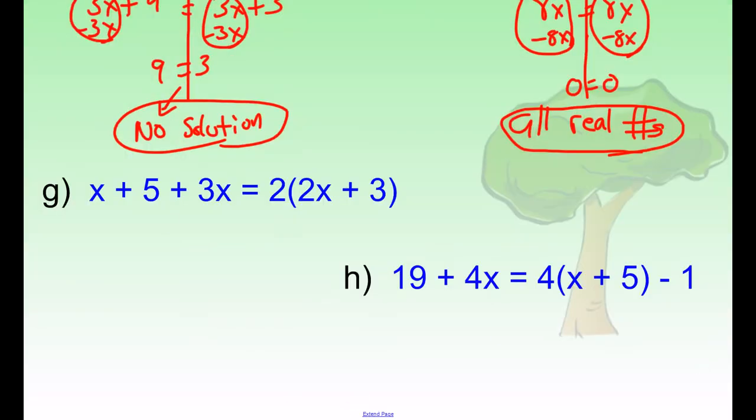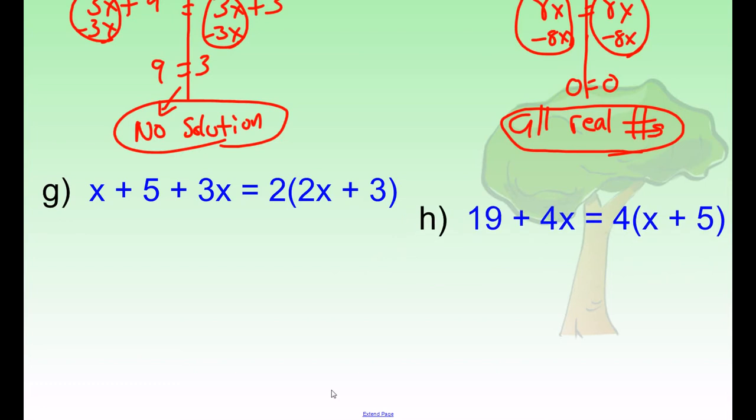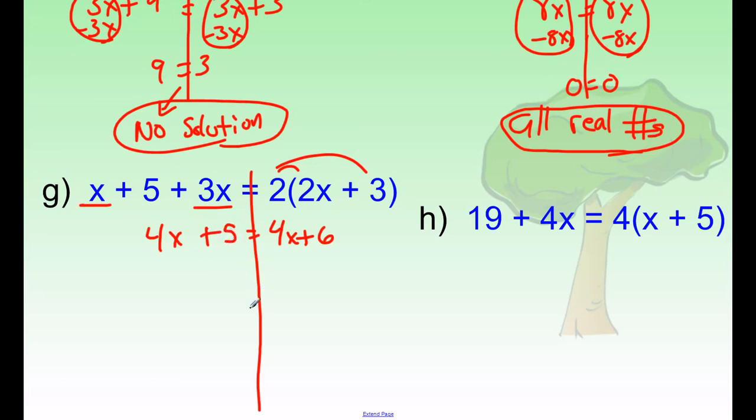Letter G, I'm going to move h out of the way first, just so I have space. Letter G, this gives you 4x plus 6 from distributing. Ooh, we got some combining like terms. You got a 1x and a 3x gives you 4x. Plus 5, and then we subtract 4x on both sides. This and this cancel, and 5 equals 6, which is not true, so this is no solution.